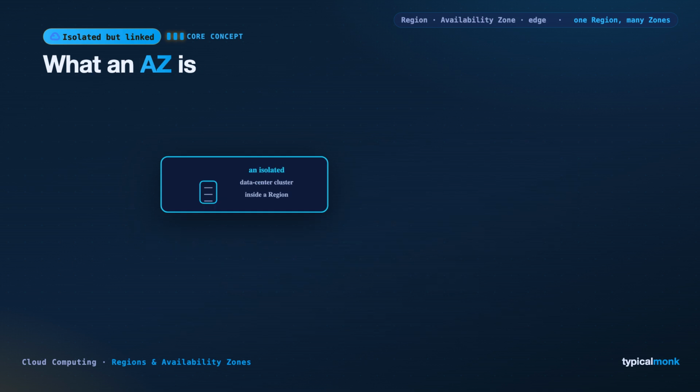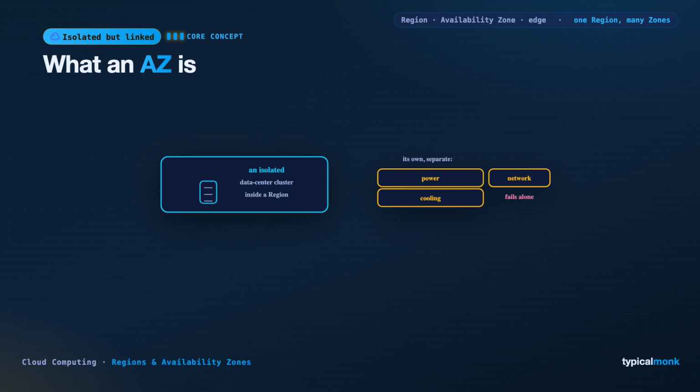Now, let us zoom inside a single region, because a region is not one solid block. It is deliberately divided. Each region is split into availability zones. An availability zone is one or more isolated data centers within that region. Think of it as one independent chunk of the region's total capacity standing on its own. And the keyword is isolated. Each availability zone has its own separate power supply, its own cooling, and its own networking, so that a problem in one, a power failure, a fire, a flood, does not spread to the others.